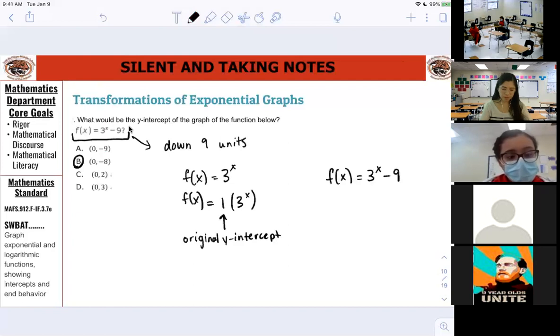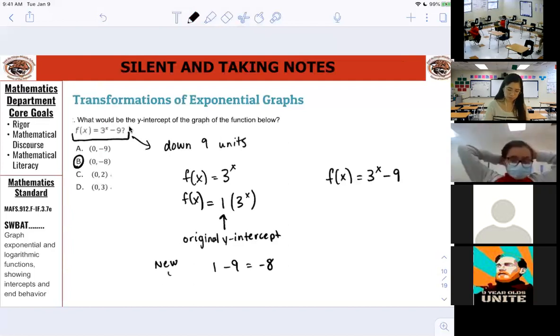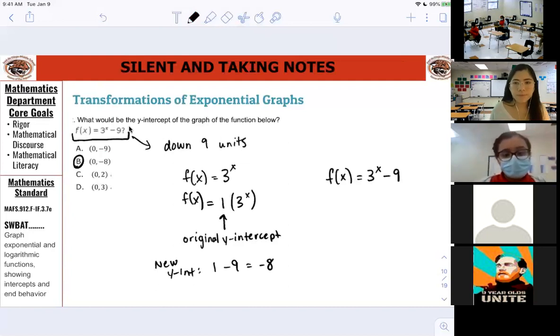I think you would get A if you just thought it was like down. It's basically like saying kind of like y2 minus y1. If you took the 1 because that's your y-intercept, and then you subtract because that's how many you're going down, you would get -8. Right. So you take the original y-intercept, 1, and you know you're going down, so 1 minus 9 would be -8. It's a little tricky. Yeah, I was a little confused at first, but I got it.